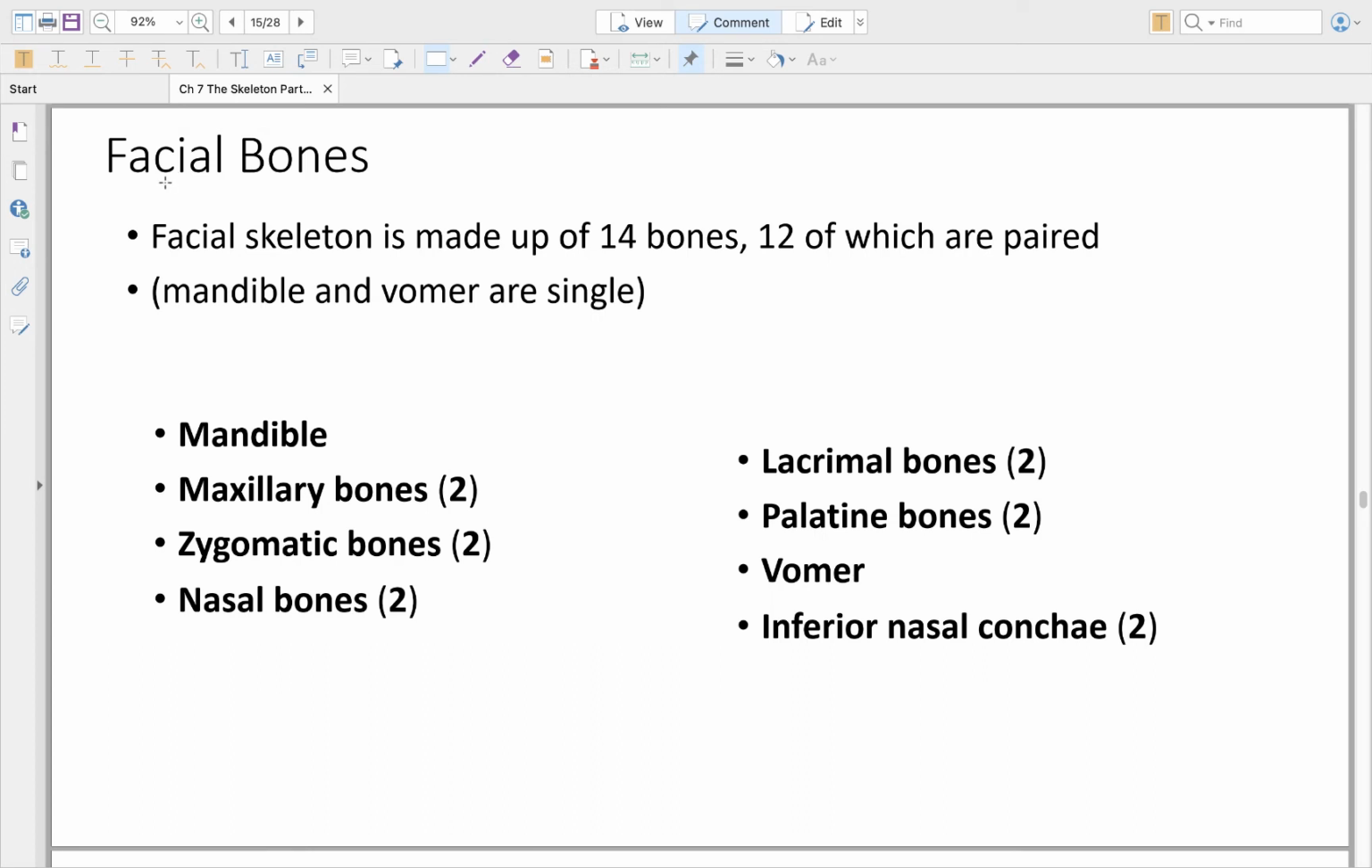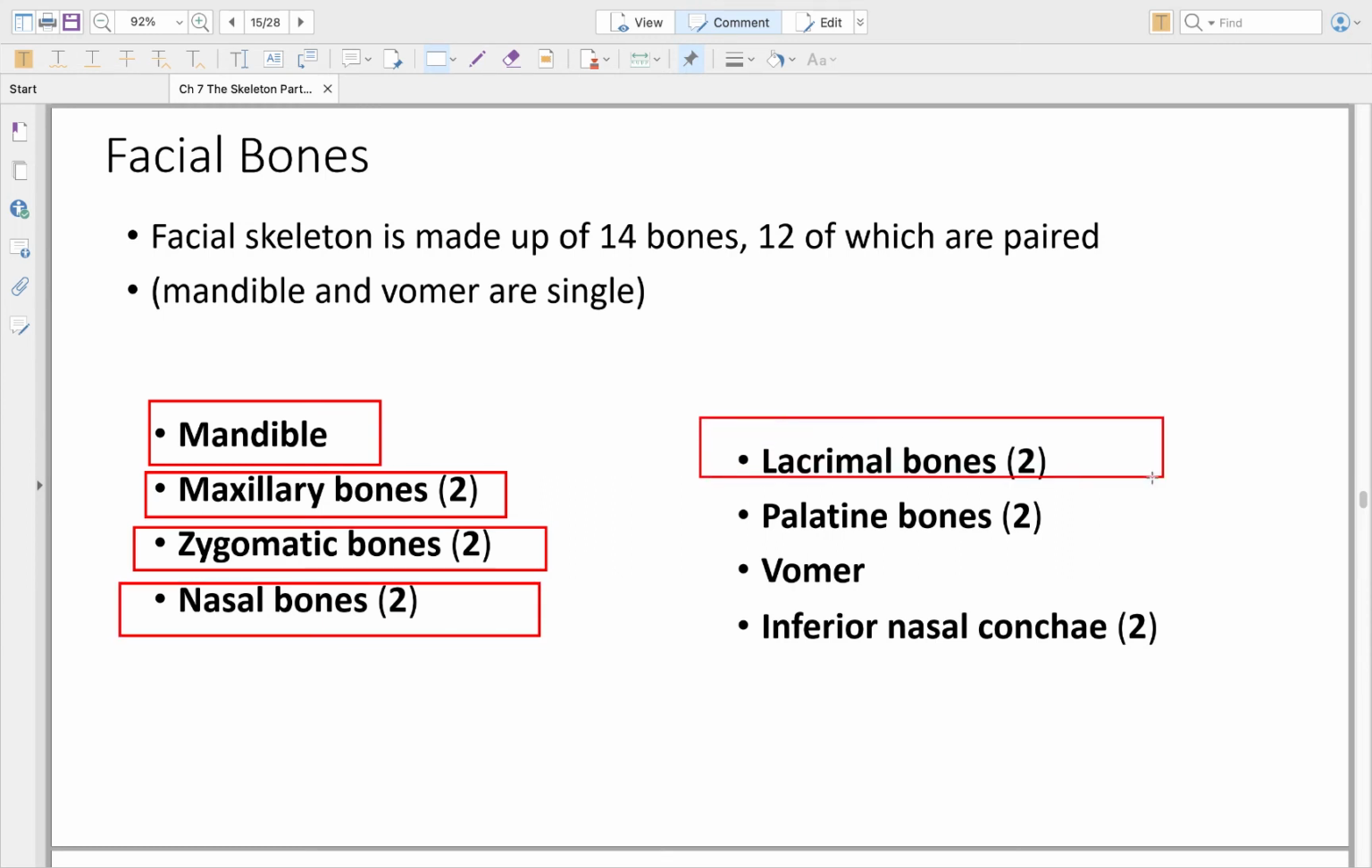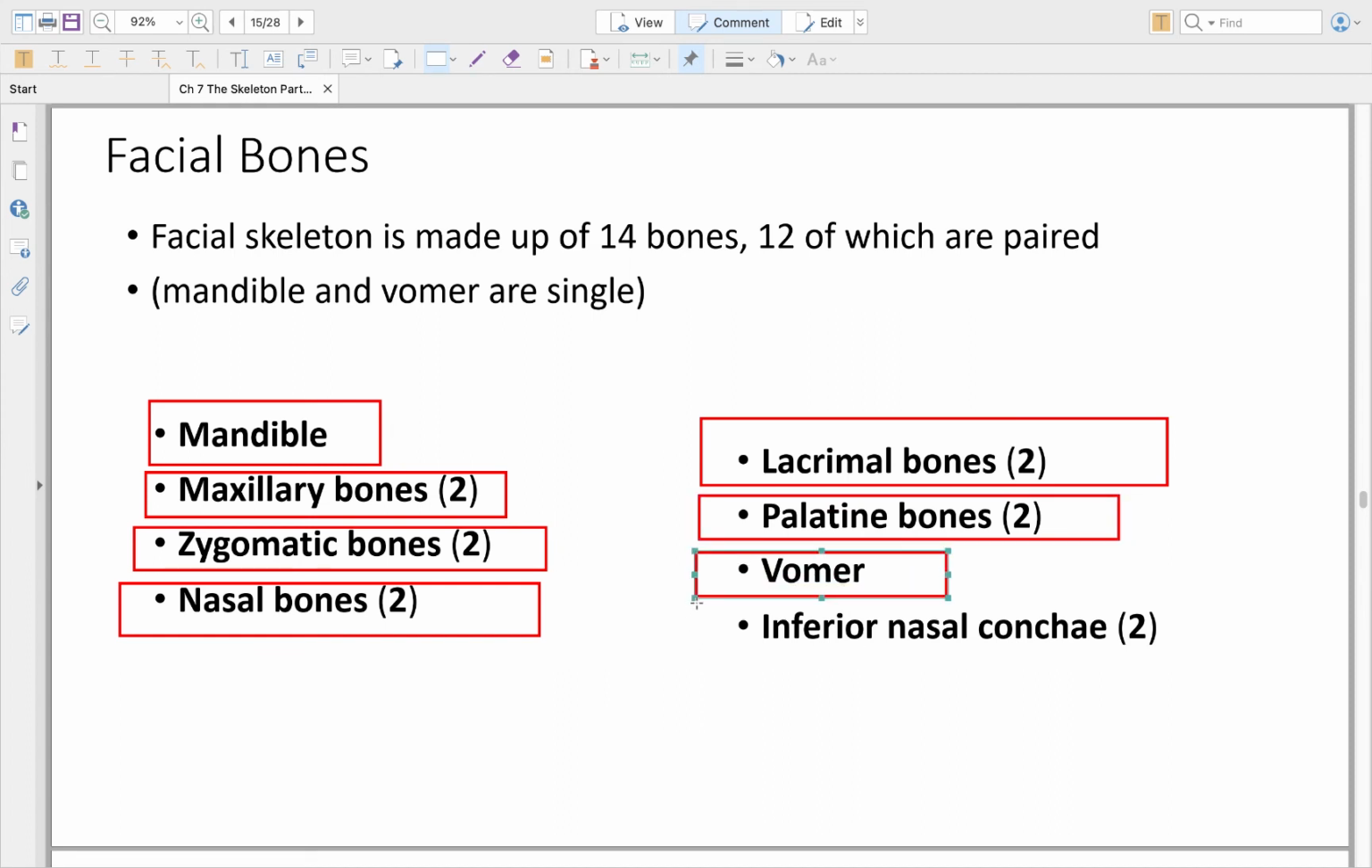Okay, let's look at the facial bones. So the facial bones, there's 14. 12 of them are paired. So we have the mandible, the maxilla, the zygomatic bone, 2 nasal bones, 2 lacrimal bones, 2 palatine bones, 2 vomer bones, and then the inferior nasal concha.